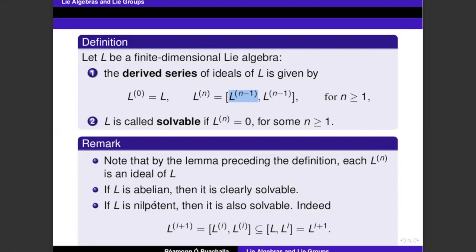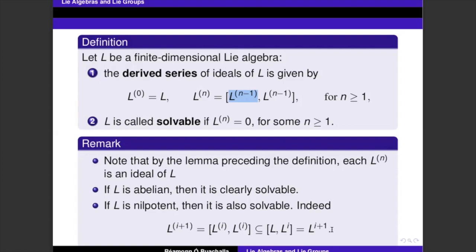Why is this the case? Well, it's just an easy inclusion. We see the definition of L^(i+1) is equal to the Lie bracket of L^i and L^i. But because L^i is contained inside L, by construction, the Lie bracket of L and L^i is contained inside L^i. But this is precisely L^(i+1) as given in the definition of nilpotency.